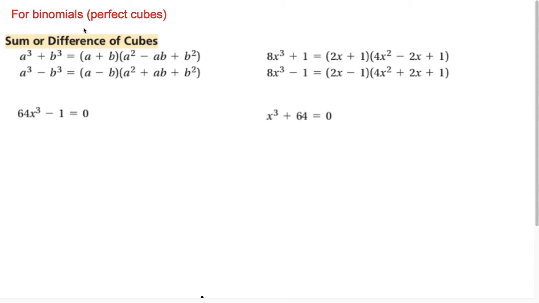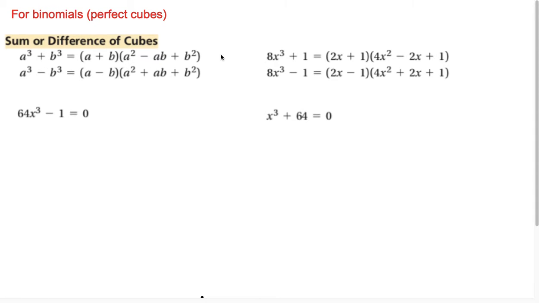Whenever you have a sum or difference of cubes, you're going to have two factors, one linear factor and one quadratic factor. For the linear factor, all you have to do is take the cube root of the first term and then the cube root of the last term. So, cube root of the first term and cube root of the last term.